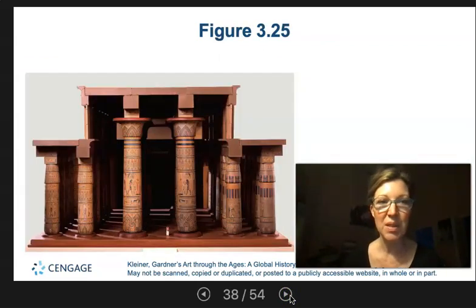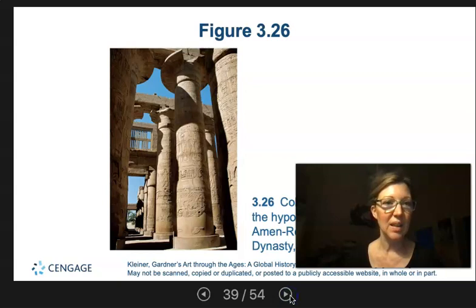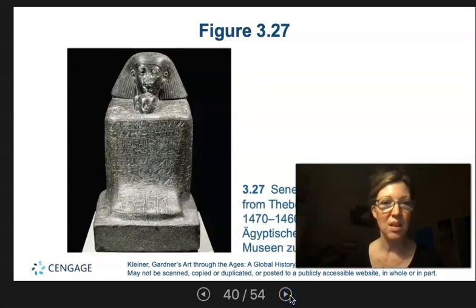Okay, this is the hypostyle hall. Remember that it has many columns. This is the clerestory. Pylon temple. Many of the temples of the New Kingdom follow the axial plan, and you'll find more about that in the chapter as well. Okay, again, columns in the clerestory in the hypostyle hall. Lots of columns.